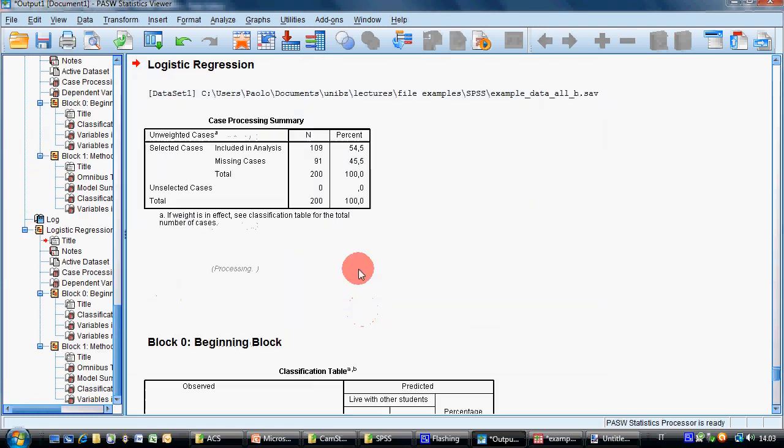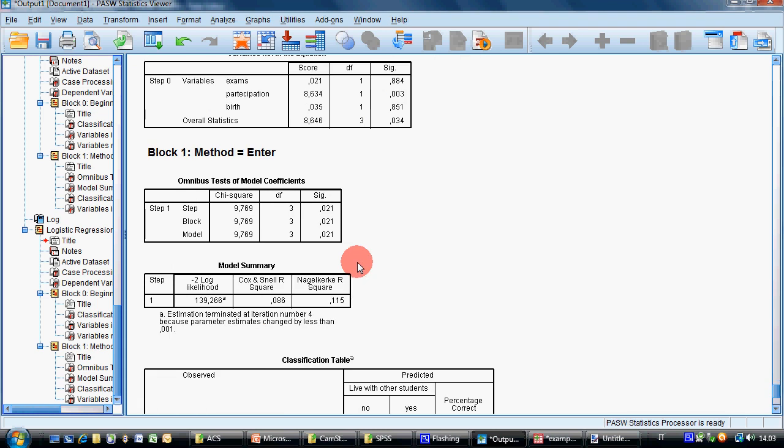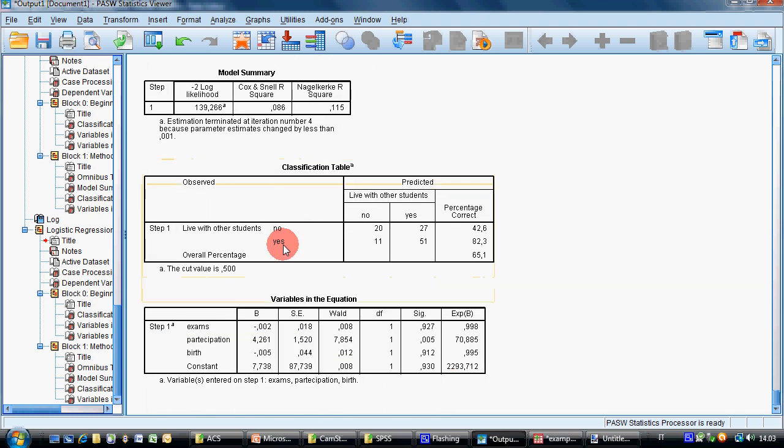Okay. Block 1. R square has improved a little bit, but it's not such a big R square. You can see that participation is the one which gives us the best beta coefficient. It means that when participation improves, also the probability of living with other students improves.